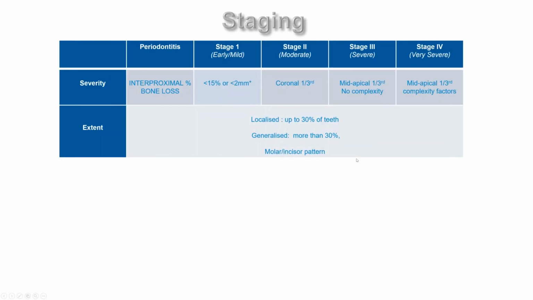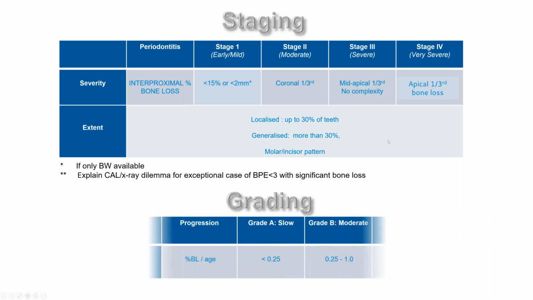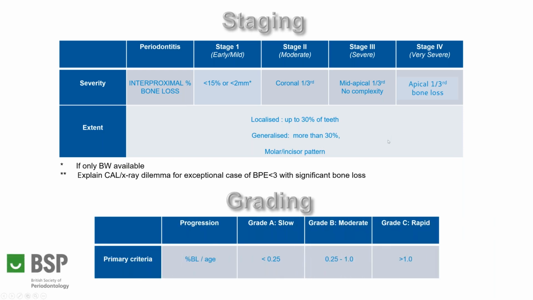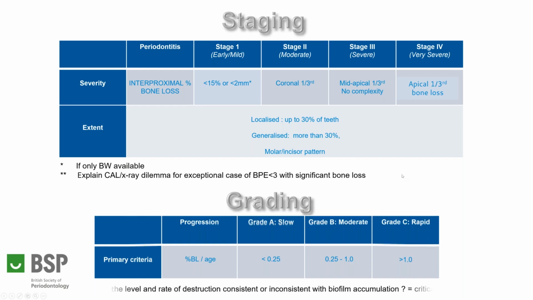And I've stolen a nice chart here from my colleague Ian Chapple, who was instrumental for the implementation of this scheme into Britain, and it looks quite similar to the original version, but there is a stage 4 introduced here. That is very severe disease that is characterized by mid-apical third involvement and complexity factors, plus the grading as I've demonstrated to you before. Typically, and this is a development of the BSP that is hosting you tonight, this is what would be suggested to use when you are practicing on the British Isles, but keep in mind, it is quite similar. It's an implementation to make it a little bit easier and less academic than the system the EFP has introduced together with the Americans.